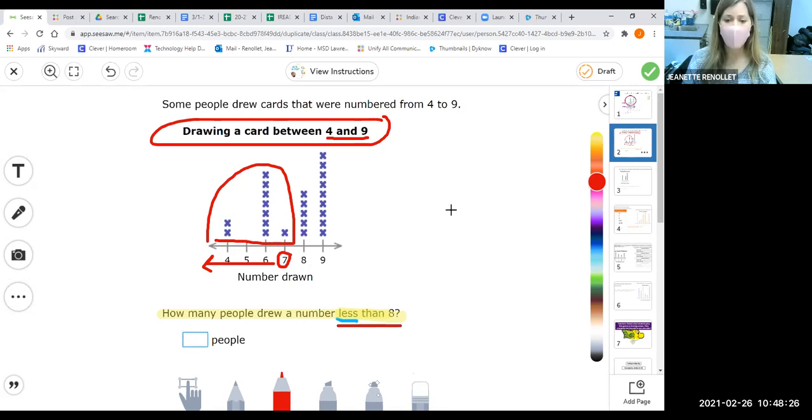Do that right now. How many people drew a card less than 8? Fill it into the blank and be ready to share. How many people drew a card less than 8? Looking at your data to read the graph and analyze the graph.